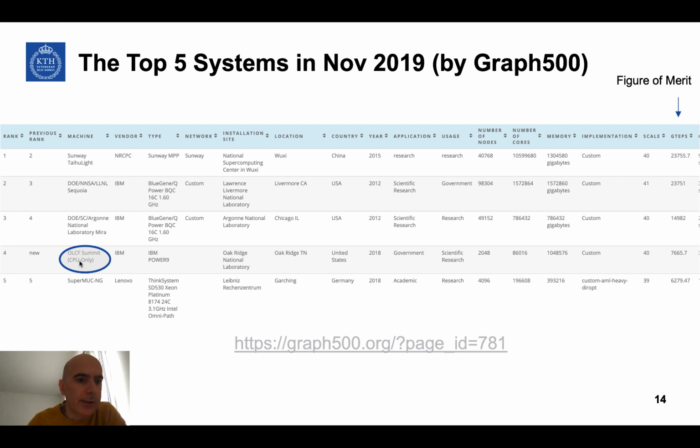Here it is in the 4th position. And in the first 3 positions, actually quite old machines, basically from 2015 and 2012. Number one is Sunway TaihuLight in China. We have the Sequoia system in Livermore, and then we have Mira, which has been decommissioned in these years, at Argonne National Laboratory. And in the 5th position we have SuperMUC, that is a German system in Garching.